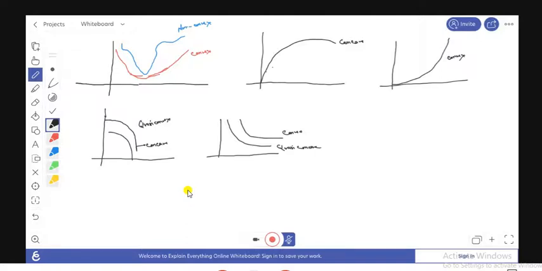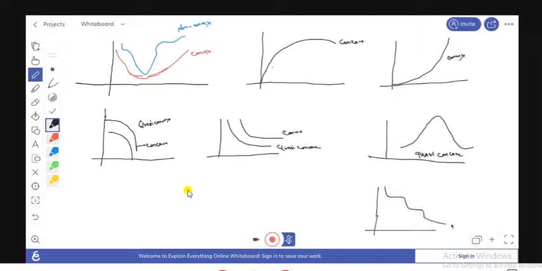Okay, so any student who is trying to make this type of curve, suppose we make this type of curve. So this is quasi convex, this is quasi concave, but not concave. Okay, but not concave. And if any curve like this, suppose step like, okay, so this is quasi convex and quasi concave both. This type of function is quasi convex and quasi concave, both.